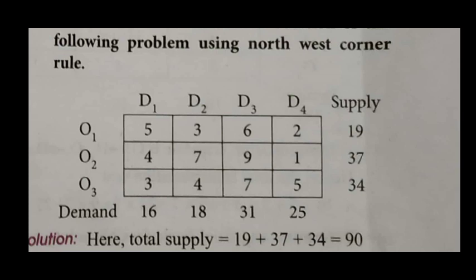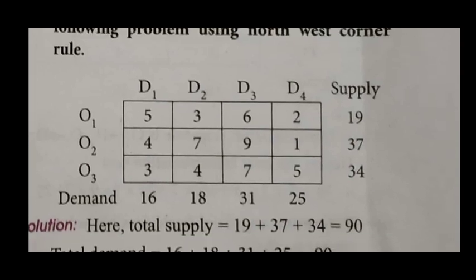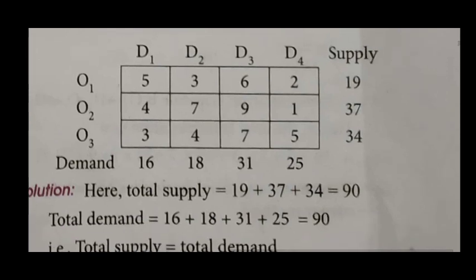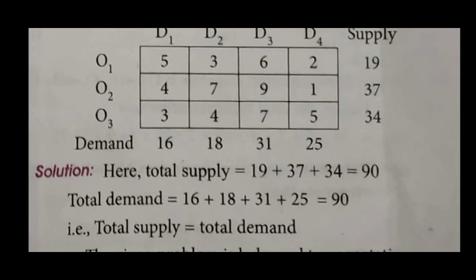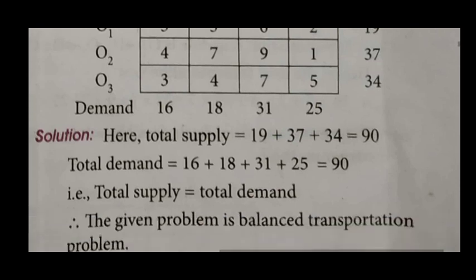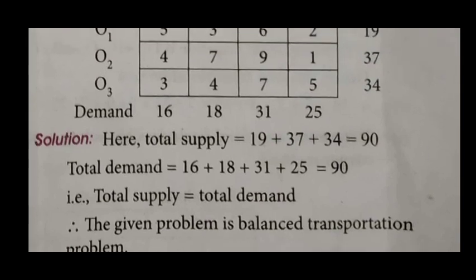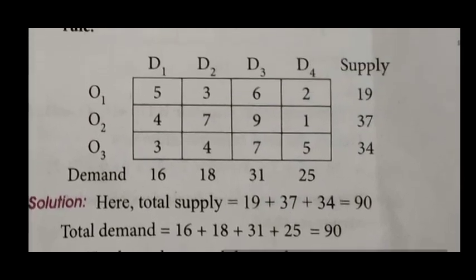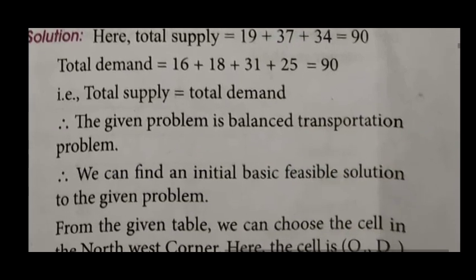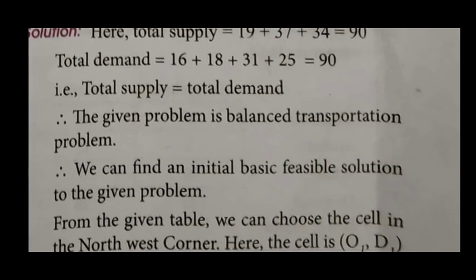Here first we have to decide whether the supply and demand are equal or not. For example, the supply is 19, 37 and 34. Demand is 16, 18, 31 and 25. It is given in the sum. So here total supply equals 90 and total demand equals 90. Therefore, total supply is equal to total demand. So the given problem is a balanced transportation problem. If it is a balanced transportation problem, then only we have to find the initial basic solution to that given problem.